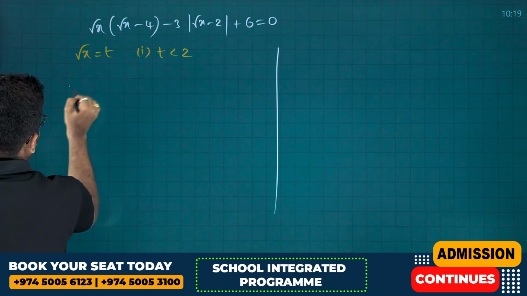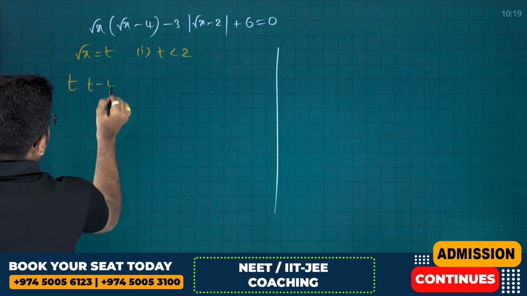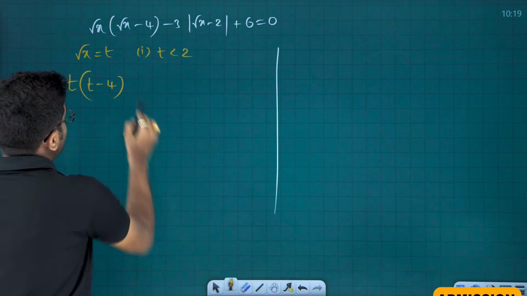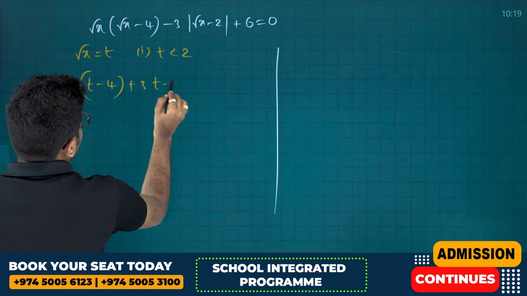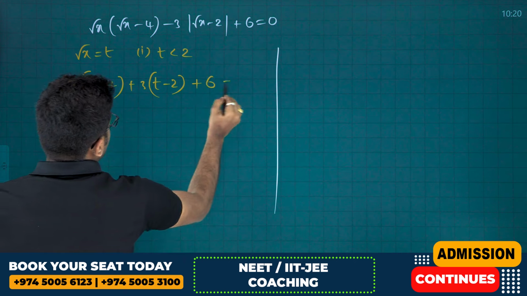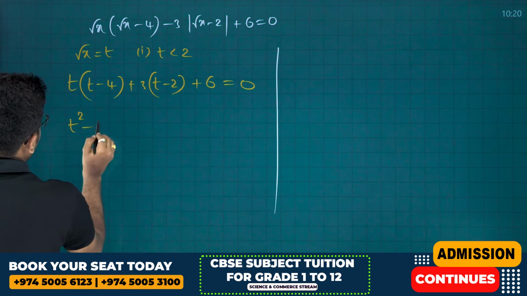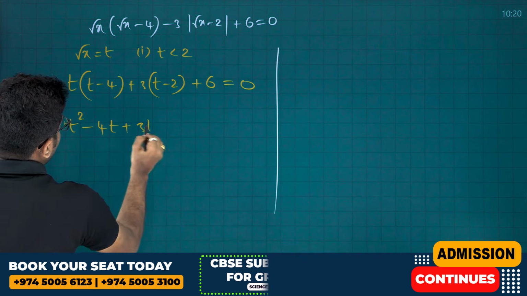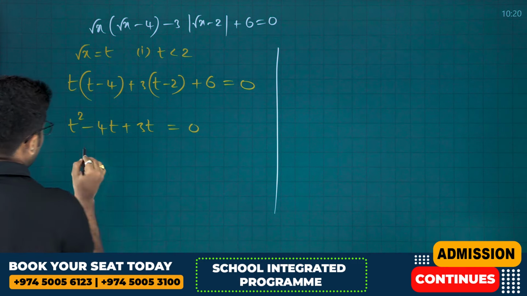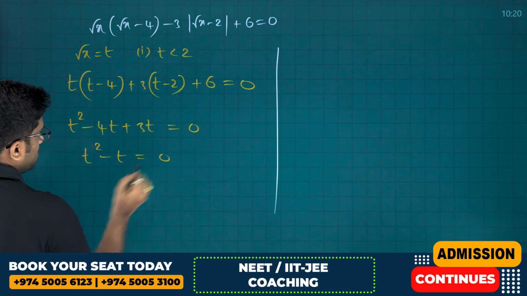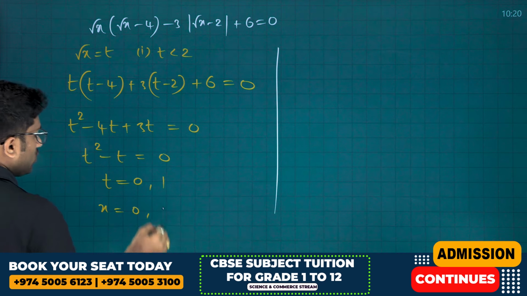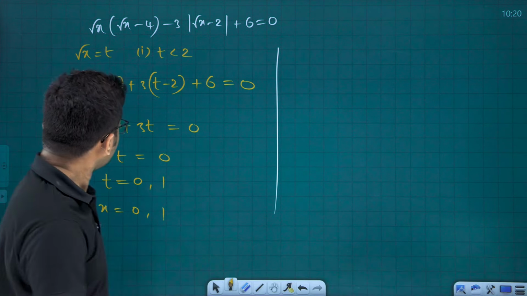So we get the expansion as t into t minus 4. If t is less than 2, root x minus 2 is negative. That means plus 3 times t minus 2, minus of minus becomes plus, plus 6 is equal to 0. So t square minus 4t plus 3t minus 6 plus 6 is equal to 0 directly. So t square minus t is equal to 0, t equals 0 comma 1, that means x is equal to 0 comma 1. Done.